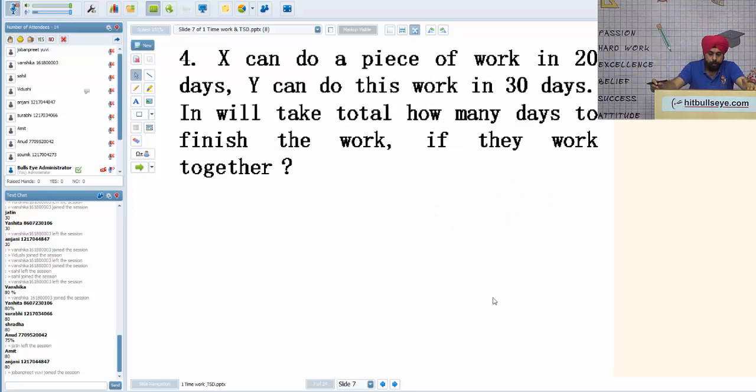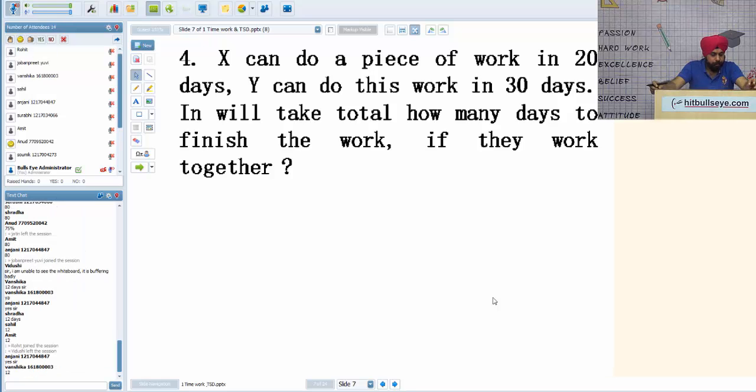Moving on, this question, students. Now students, I think you all are getting the answer to be 12 days. Now here you have something to learn from this question. Students, there are two approaches that we can follow while answering this question.